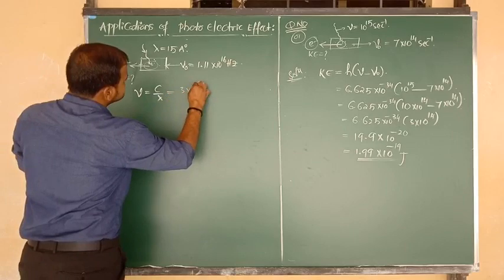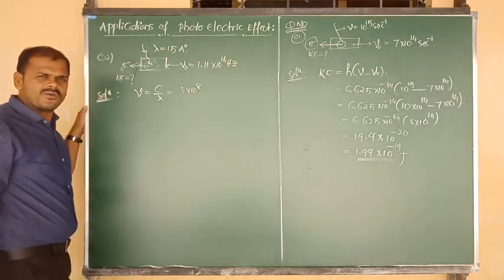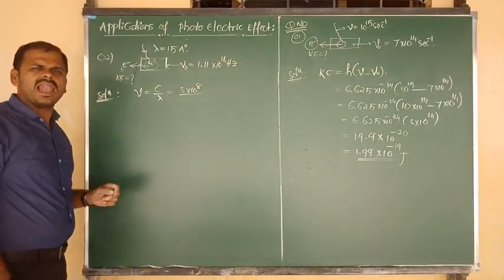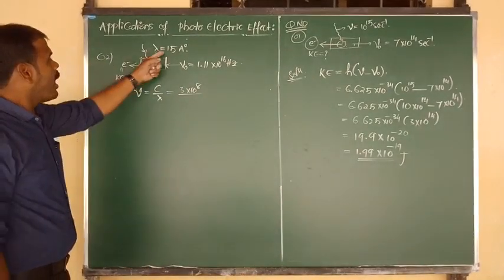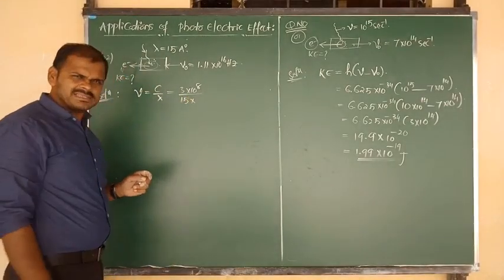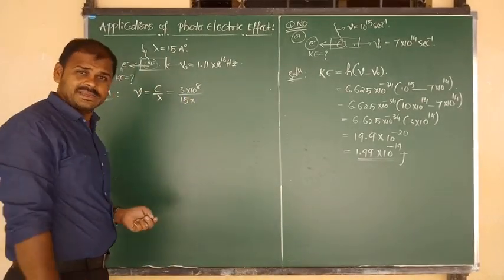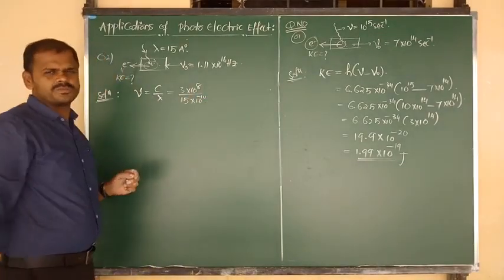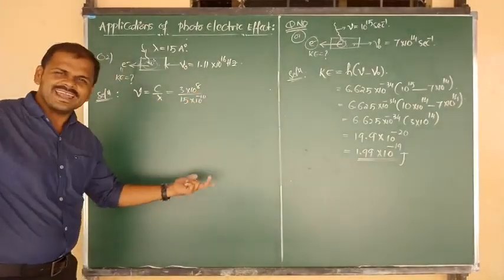C value, how much? Velocity of light, 3 into 10 to the power of 8 meter per second, divided by lambda, nothing but the wavelength. How much wavelength? 15 angstroms. 1 angstrom means 10 to the power of minus 8 centimeter and 10 to the power of minus 10 meter. Meter gets cancelled. Frequency will be in second inverse.